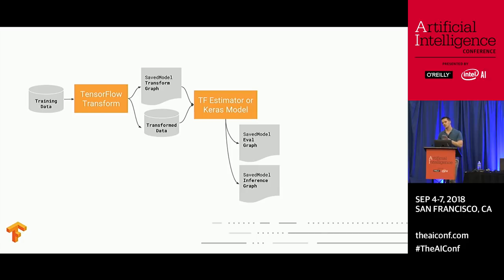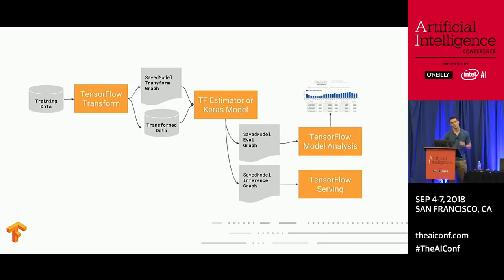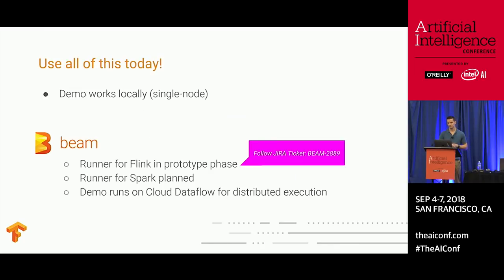Now, from there, you can use an estimator or a Keras model, as I just showed you, to export your eval graph and your inference graph. And that's the API that connects the trainer with TensorFlow Model Analysis and TensorFlow Serving. So all of this works today. I'll have a link for you in a minute that has an end-to-end example of how you use all of these products together.